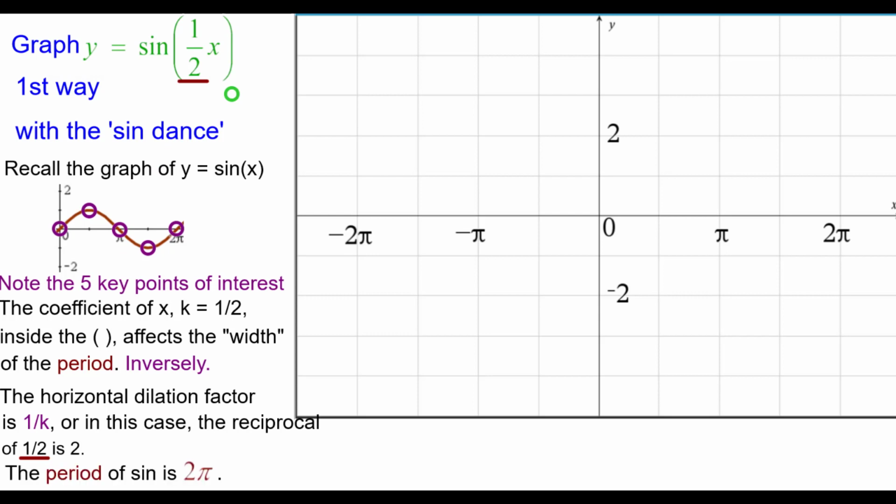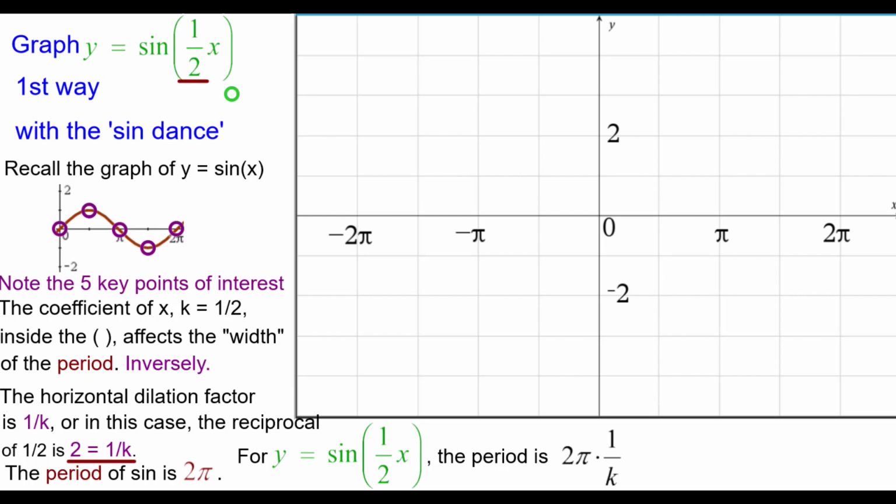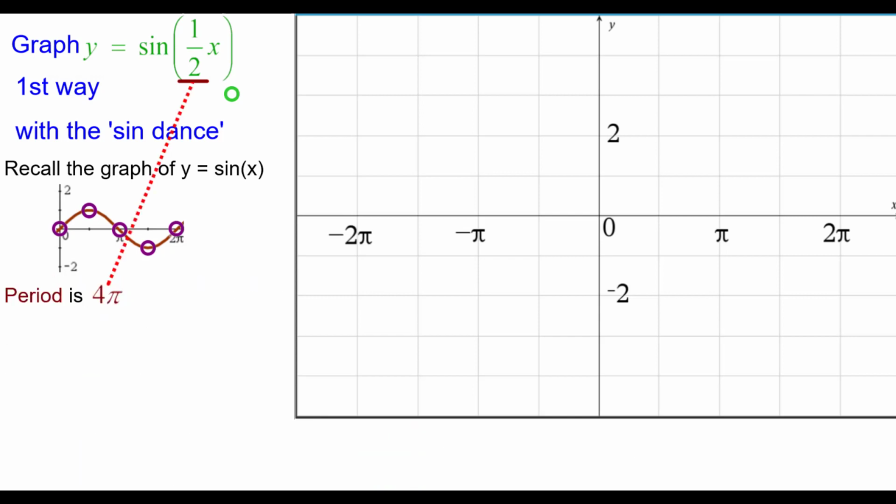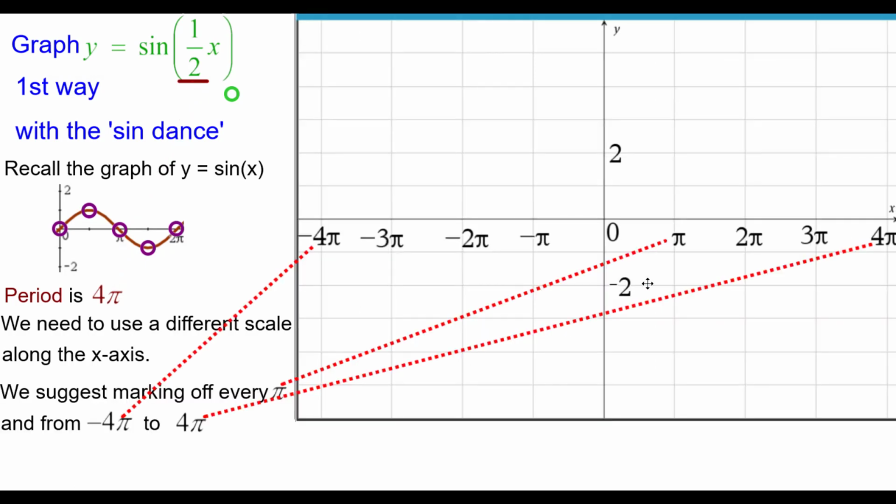Now the period of the sine is normally 2 pi. For this graph, sine of the quantity 1/2 x, the period is going to be 2 pi times 1 over k, 2 pi times 2, which is 4 pi. Again, the period is 4 pi because of that 1/2 coefficient of x. We're going to need to use a different scale along the x-axis. We suggest marking off every pi and going from negative 4 pi to 4 pi as the domain.